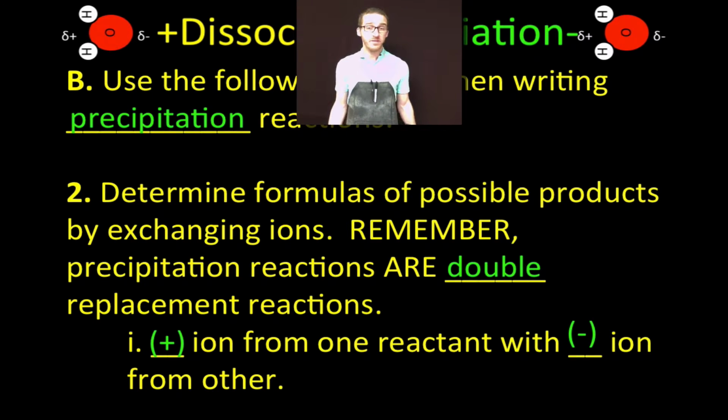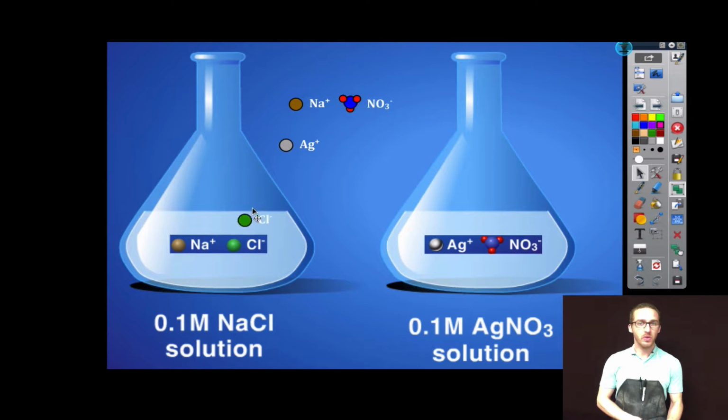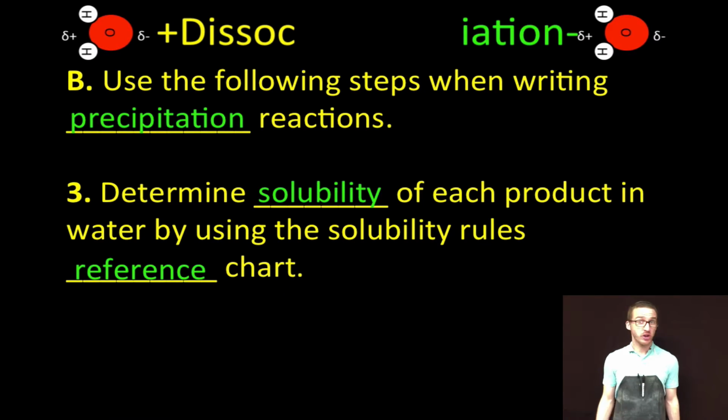Remember that the positive ion or cation from one reactant is going to hook up with the negative ion or anion from the other. So let's come back to this example. When I mix these two solutions together, the sodium ion from my sodium chloride solution could potentially hook up with the nitrate ion from my silver nitrate solution. And the silver ion from my silver nitrate solution could hook up with the chloride ion from my sodium chloride solution.